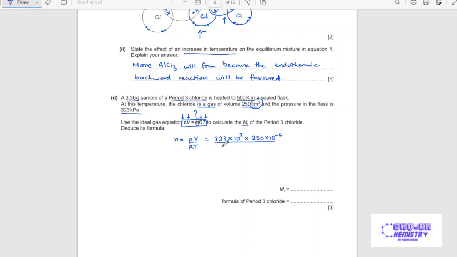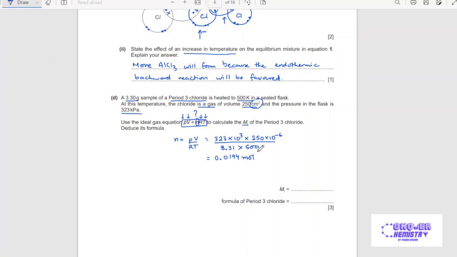You're going to divide all of this by 8.31, which is the ideal gas constant. This value will be given to you in the exam, in that table I mentioned at the end of the paper, in case you don't remember it, but it's a simple value. Everybody knows 8.31. Anyway, in case you don't know, you can refer to that table. Times T, which is 500. And when you do this calculation, you will end up with 0.0194 moles of this period 3 chloride.